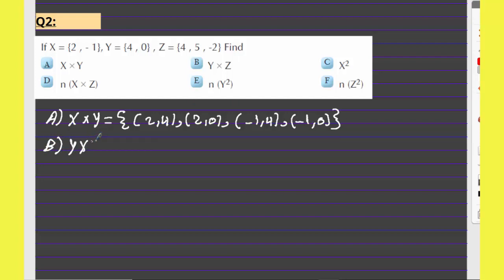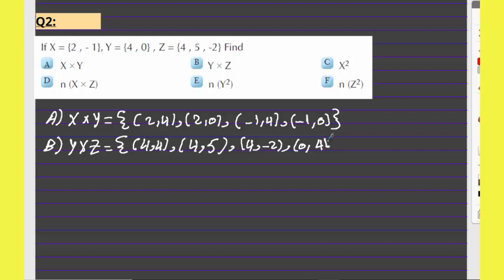B, y cross z. It is a set of ordered pairs. Now y and z. So 4 and 4, 4 and 5, 4 and negative 2, and to complete, starting with 0: 0 and 4, 0 and 5, 0 and negative 2.